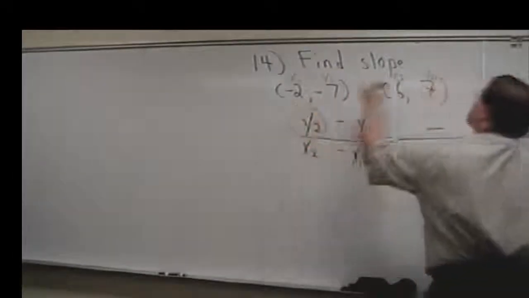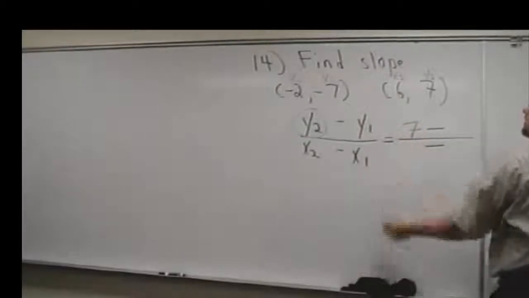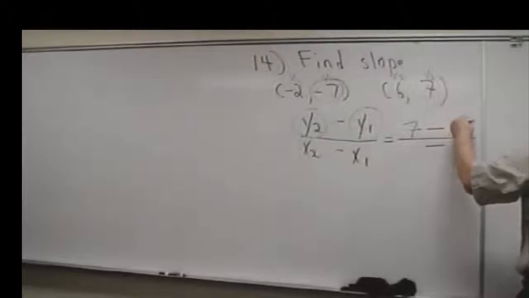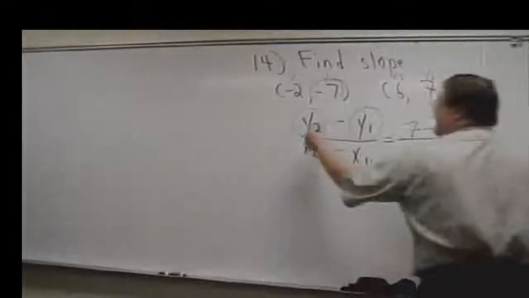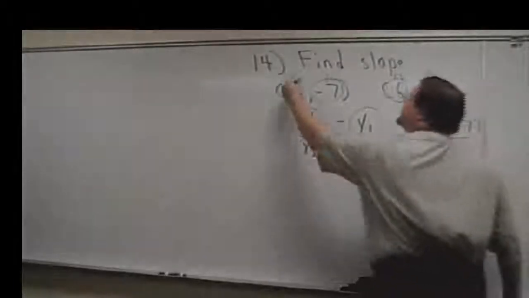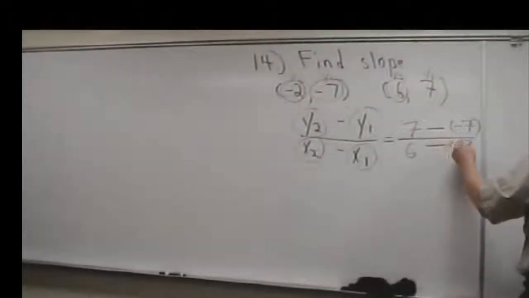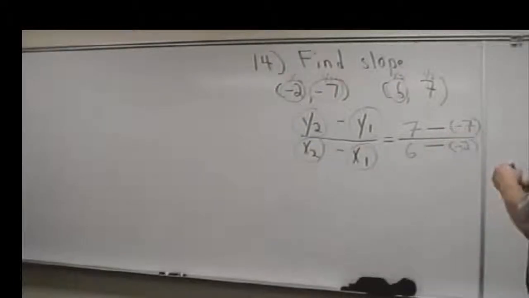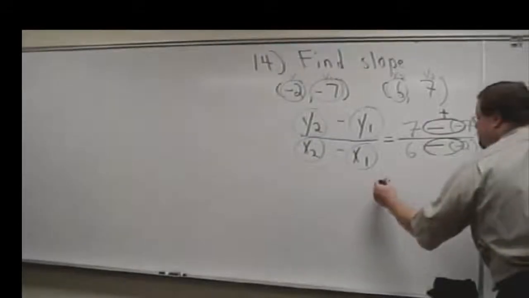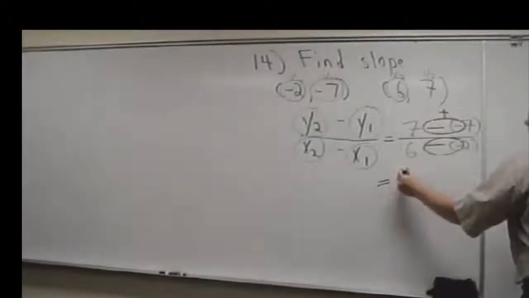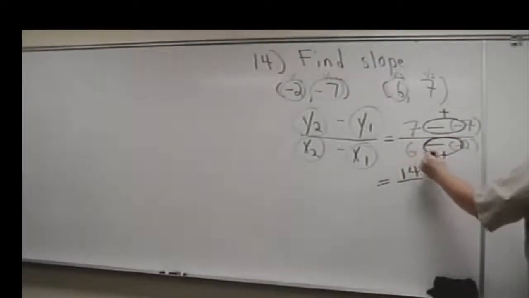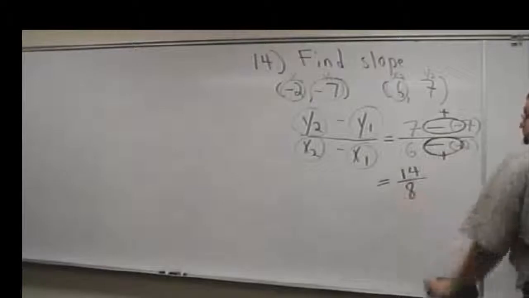So y2 is here, 7. y1 happens to be a negative 7. My x2 is 6, and my x1 is a negative 2. So be careful with your signs. So I have a double negative, a negative and a negative becomes a positive, so 7 plus 7 is 14, over. A negative and a negative here is also a plus. 6 plus 2 is 8. So I have 14 over 8.